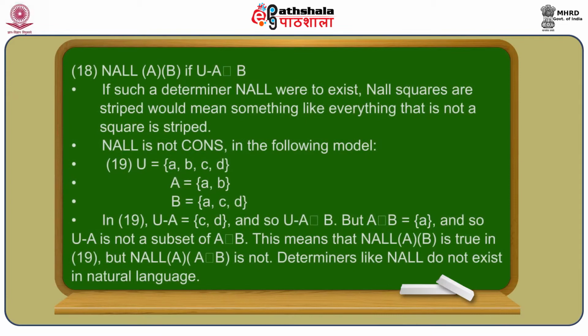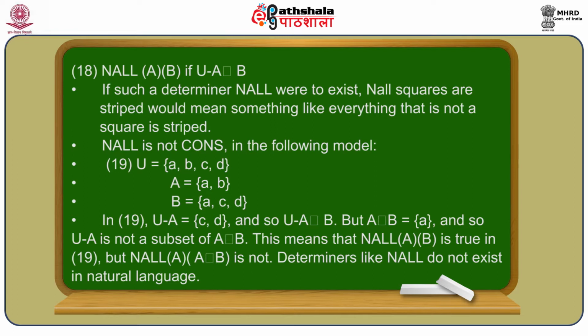Now, you can also construct other hypothetical determiners that violate conservativity. One such example, which is due to the linguist Richard Larson, says basically null A's or B's if and only if U minus A is a subset of B. What would that mean? Well, if such a determiner null were to exist, null squares are striped would mean something like everything that is not a square is striped. And it's easy to check that null also doesn't satisfy the conservativity condition.